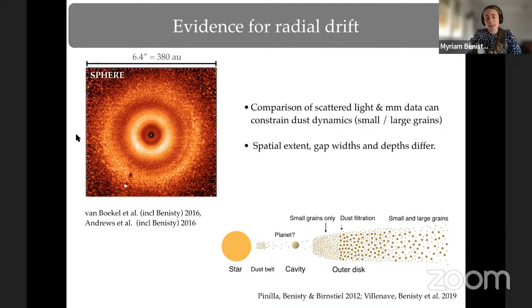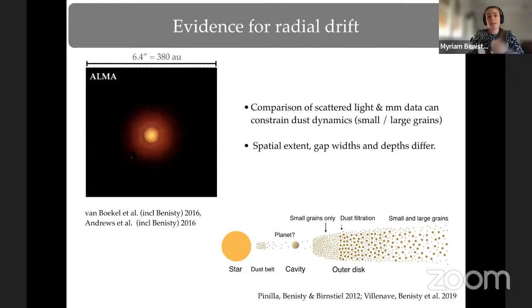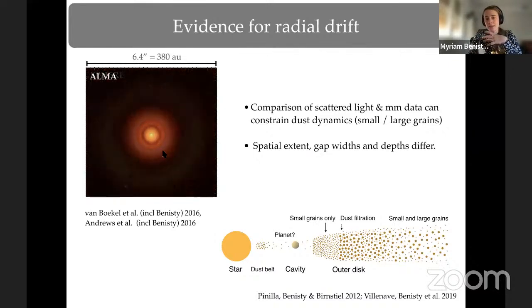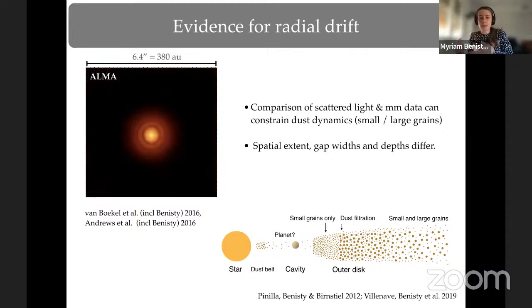And when we look in scattered light, we see the small grains. And when we look at the same object in the sub-millimeter regime, we see that it's much more compact. So this is the evidence that these large grains have actually migrated towards the central star. And what we find is that not only is it more compact, but also the location and the width, the properties of the gaps are actually very different.